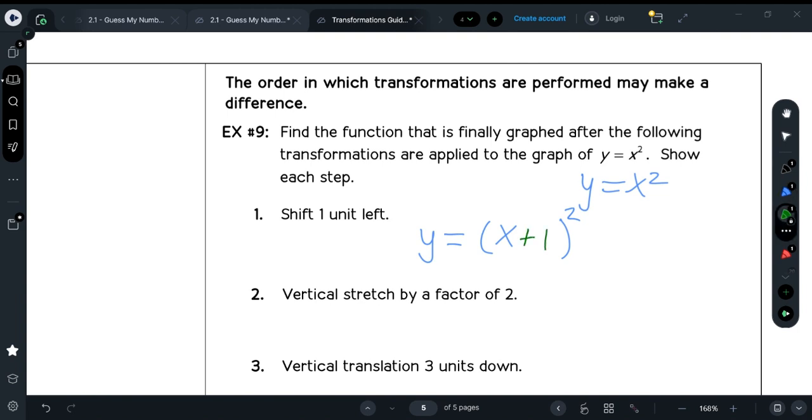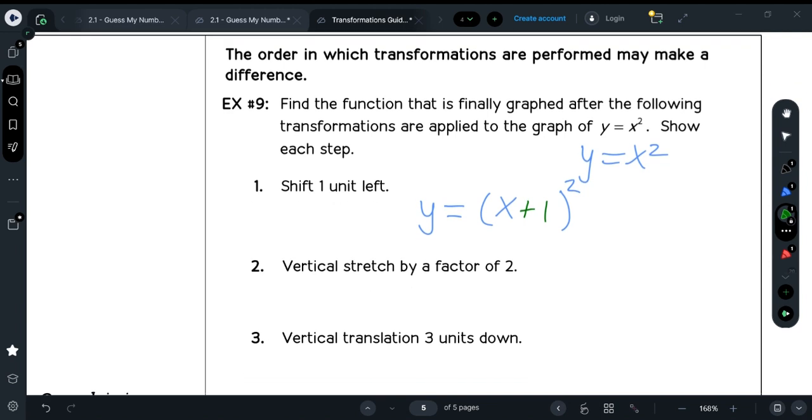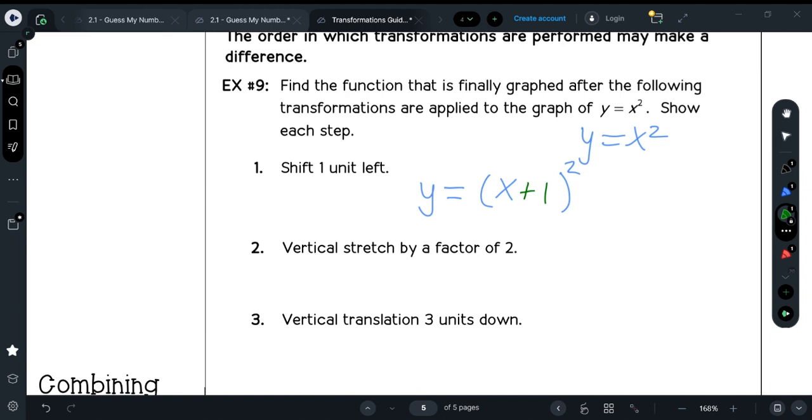1 unit, so it's going to be a +1. Okay, here it says vertical stretch by a factor of 2. If you look up in the notes, vertical stretch by a factor of 2 just means we're multiplying by a 2 in front. So this is what we'll get next. Y equals x plus 1 squared multiplied by the 2 in front.